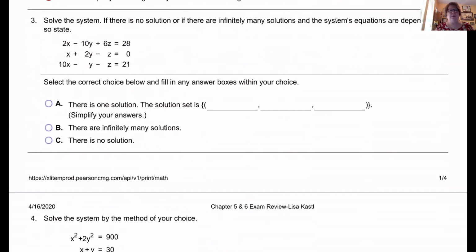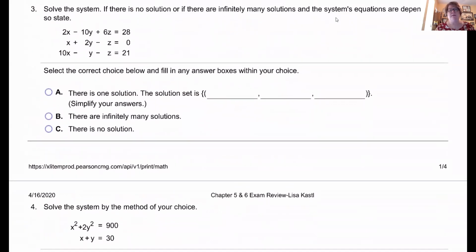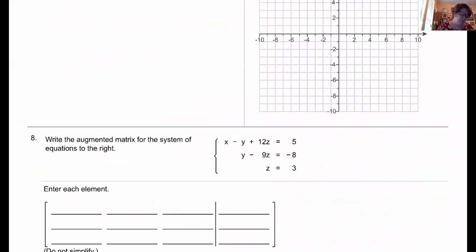All right, problem 3. Solve the system. If there is no solution or if there are infinitely many solutions and the system's equations are dependent, so state. All right, I'm not going to have enough room in this little spot in my printout to solve the system, so I'm going to do it down toward the bottom of the document. So let's write C below here. And let me scroll down to the bottom.